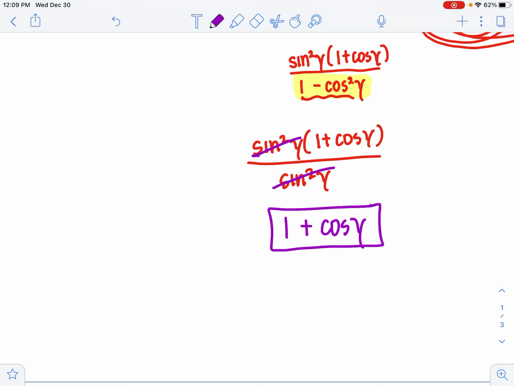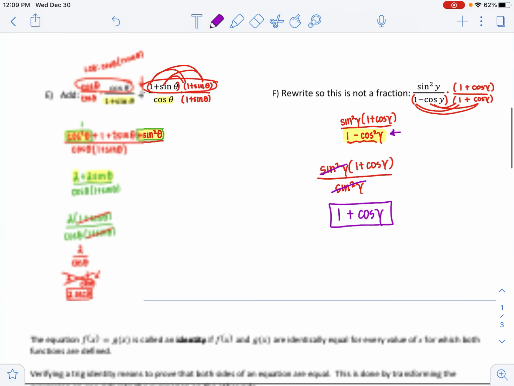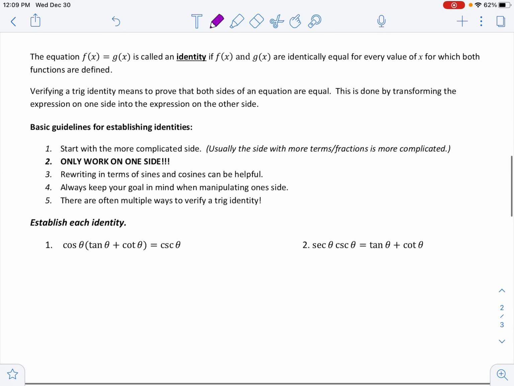Okay, so that's another thing you can do: if there's two terms in the denominator and neither one is a square, or both of them aren't squares, then you can multiply by the conjugate of the denominator, and good things will happen because you will end up getting two terms that are squared. Okay? All right, so let's move on to establishing the identity.